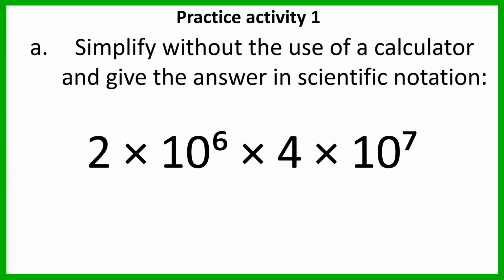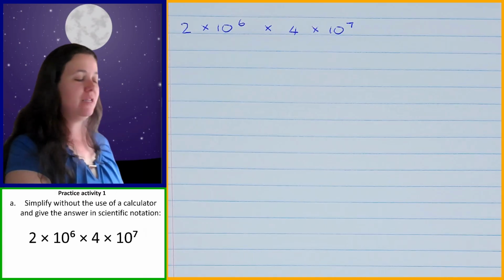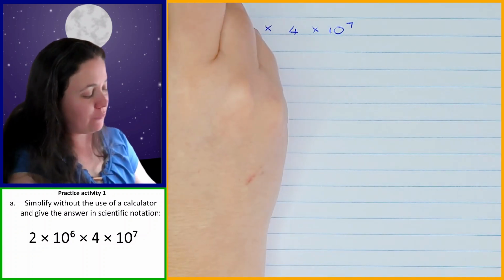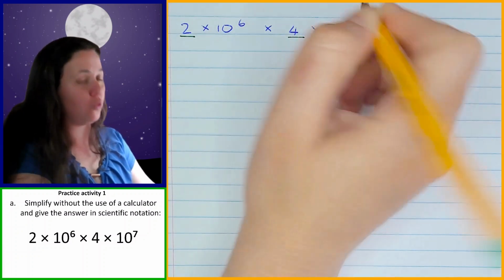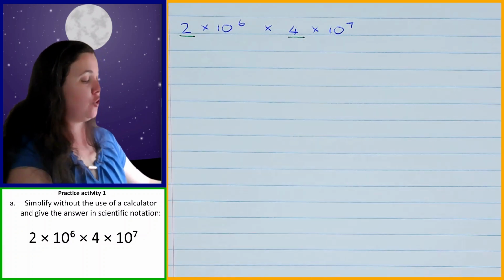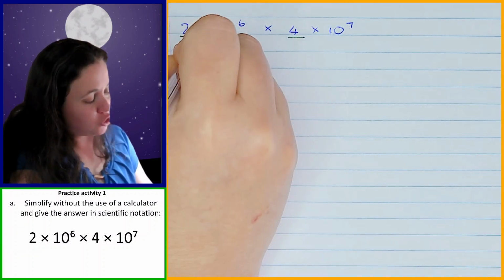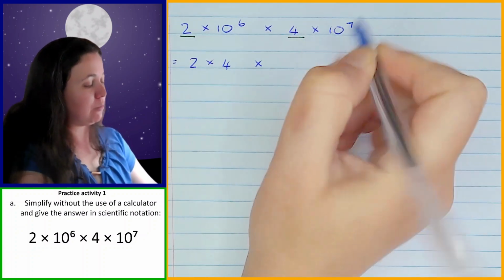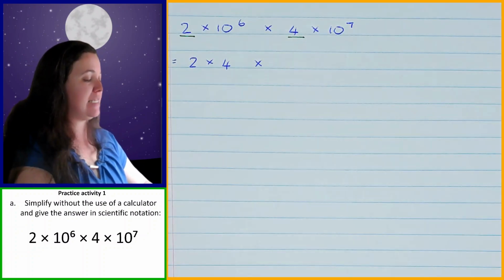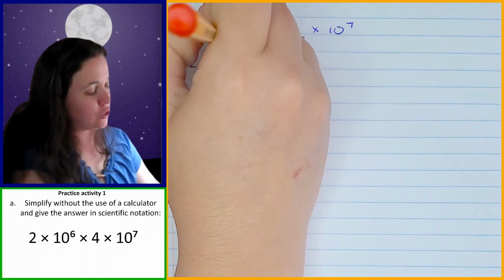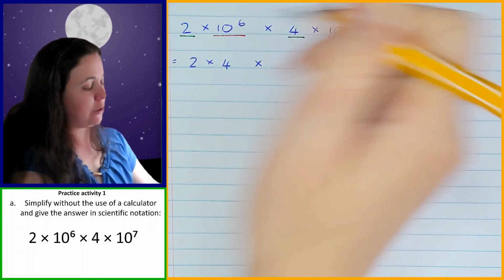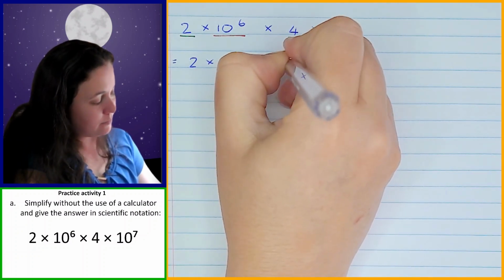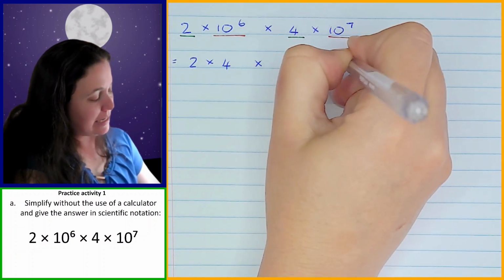Okay, so let's go through that and see what you should have got. First of all, we need to make sure that we do the numbers together. So I've got my 2 and I've got my 4, which are not powers of 10. So those I'm going to group together. So that gives me 2 times 4. And then I'm going to multiply by the powers of 10. And I'm multiplying those together. So 10 to the power of 6 and 10 to the power of 7. So times 10 to the power of 6 times 10 to the power of 7.